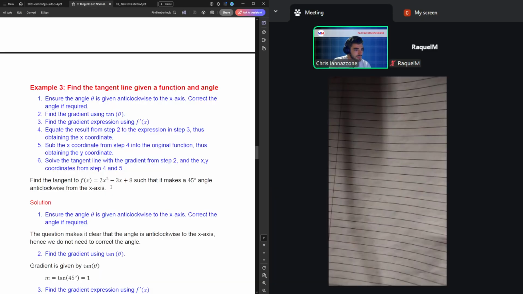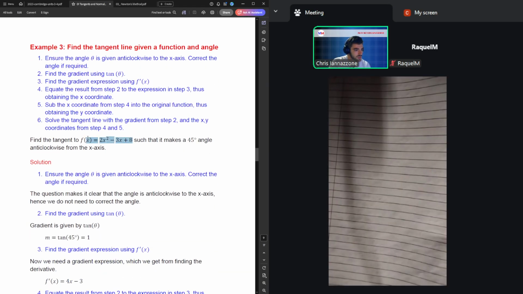Lastly, we're going to have a look at some angle-related stuff. So we've got a quadratic for f of x, and we want to find a tangent such that we get a 45-degree angle anti-clockwise from the x-axis. So they'll always specify whether it's clockwise or anti-clockwise. In the vast majority of cases, it'll be anti-clockwise.